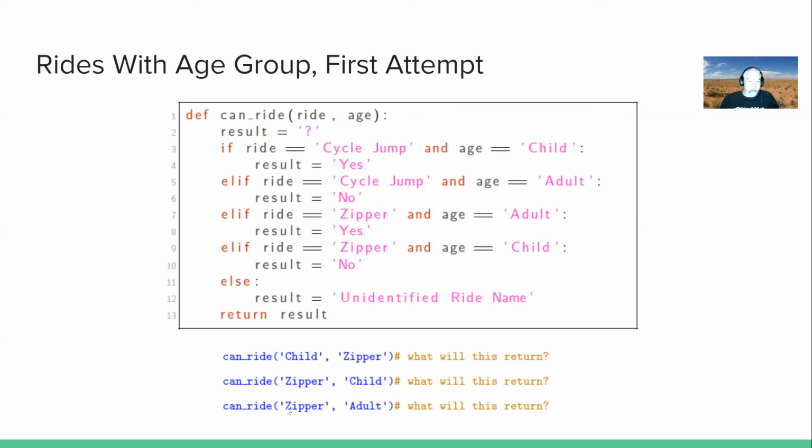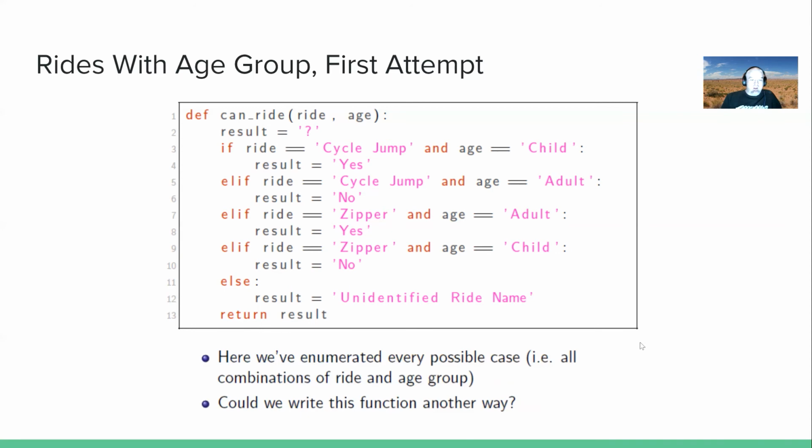And then over here, if we are doing can ride, zipper, and adult, same deal. Ride is not equal to cycle jump, so we skip this. Ride is not equal to cycle jump, so we skip that. Ride is equal to zipper. Yes, that is true. And age equals adult. Yes, that is also true. Result would then be assigned the value yes, and then everything else gets skipped. And then the function returns result, which is assigned the value yes. And so the function would return yes, right?